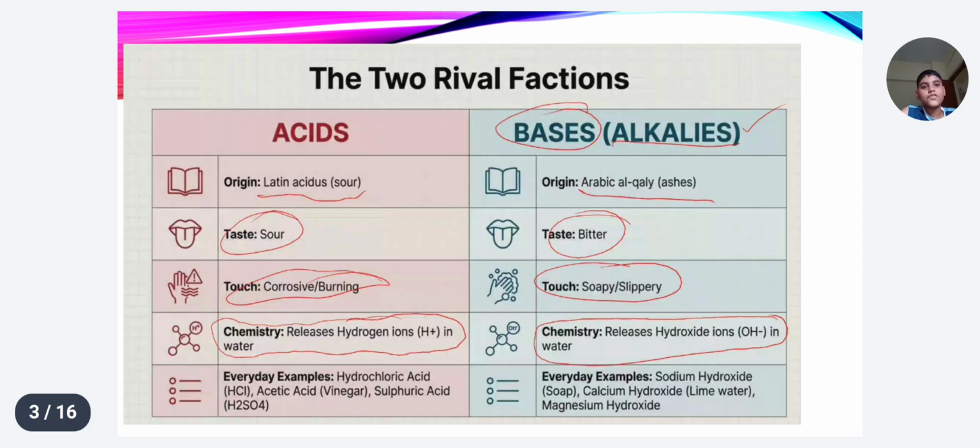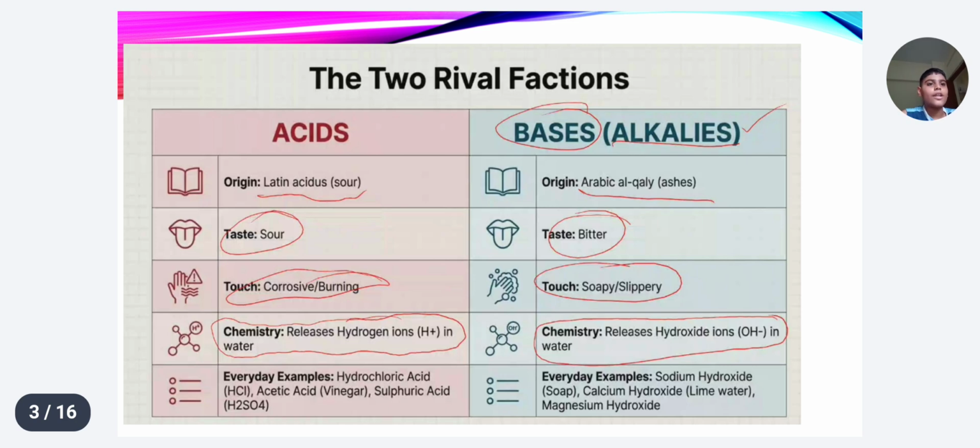Its origin is from the Latin word acidus. It is a sour thing. Taste is sour, touch is corrosive or burning, and chemically it releases hydrogen ions in water. Everyday examples: hydrochloric acid, acetic acid, sulfuric acid, etc.